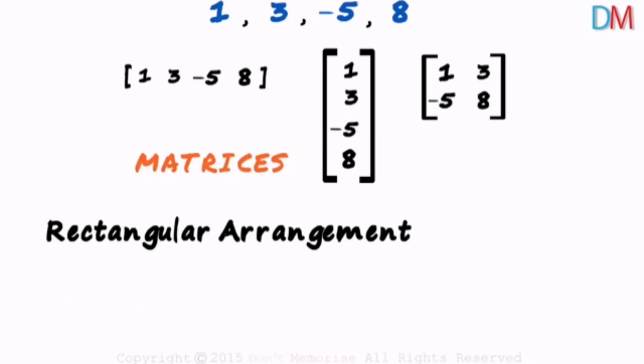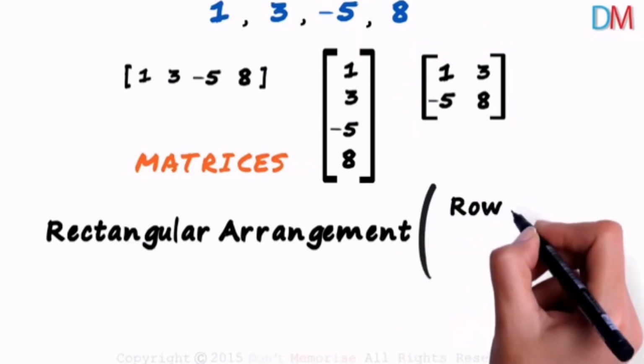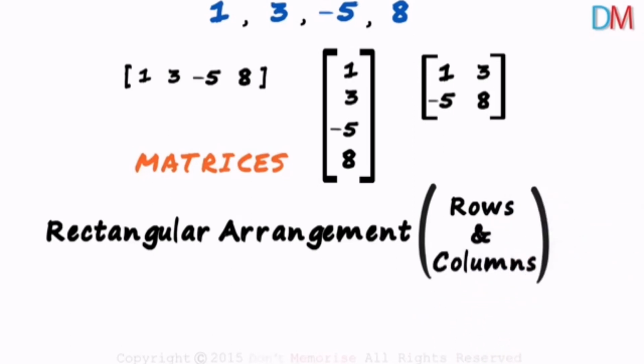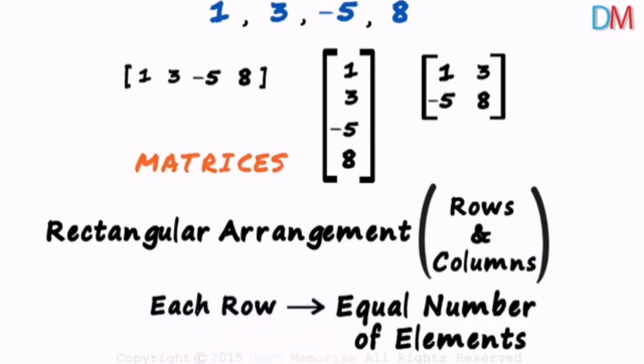A matrix is made up of rows and columns. The first matrix has 1 row and 4 columns. The second one has 4 rows and 1 column. And what about the third one? It has 2 rows and 2 columns. So a matrix is just a rectangular arrangement of rows and columns. But there is one important condition we need to keep in mind. Each row needs to have an equal number of elements.